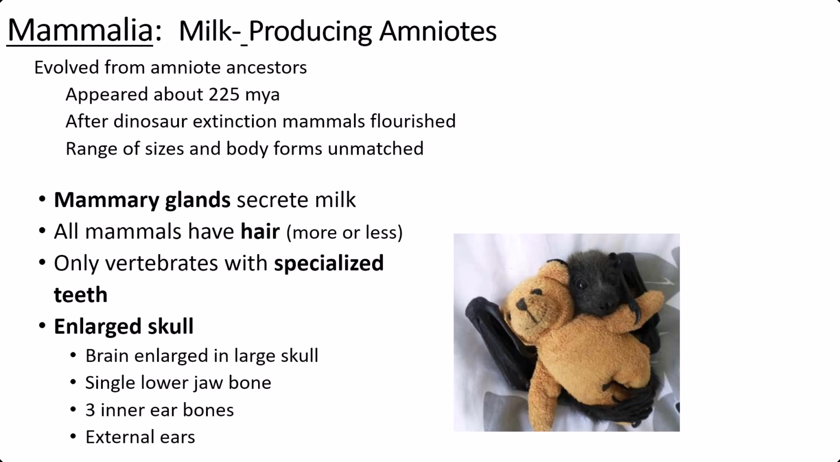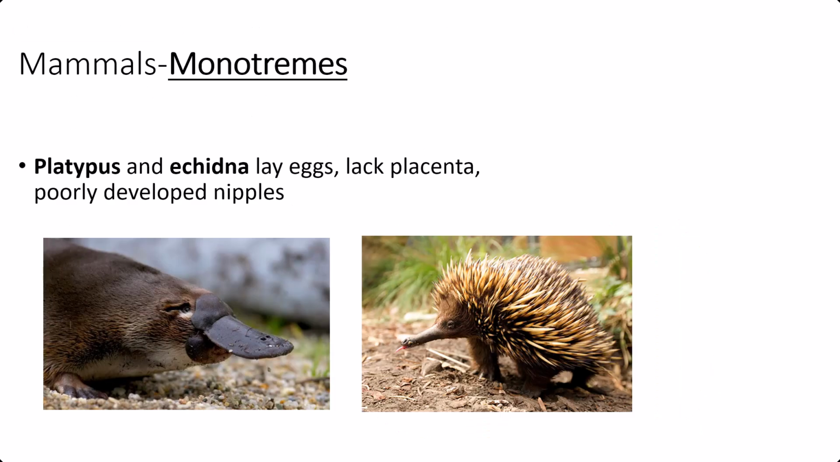We have a single lower jaw bone and 3 inner ear bones and external ears. I put a bat here on the slide. Students sometimes don't think of bats when they think of mammals, so there's a bat as a mammal example for you. There are some kind of unique mammals. The monotremes are the egg-laying mammals. So the platypus and the echidna are examples of monotremes. They lay eggs, they don't have a placenta, and they have poorly developed nipples.